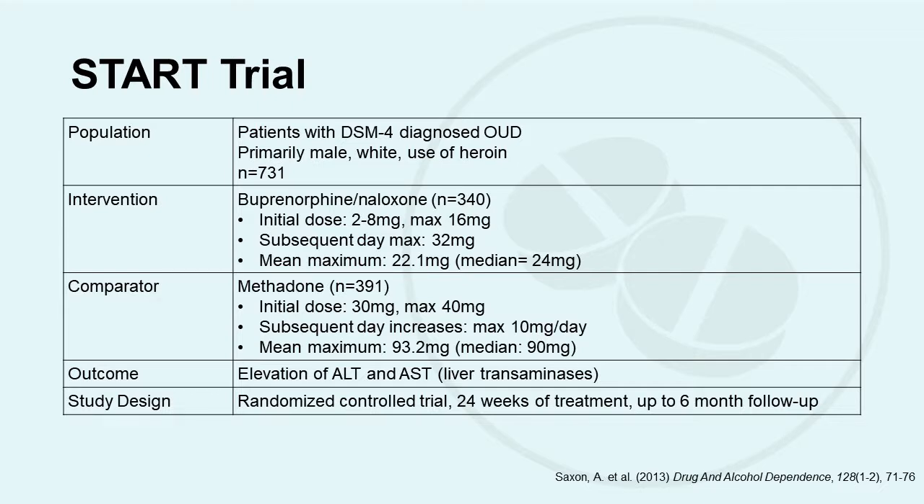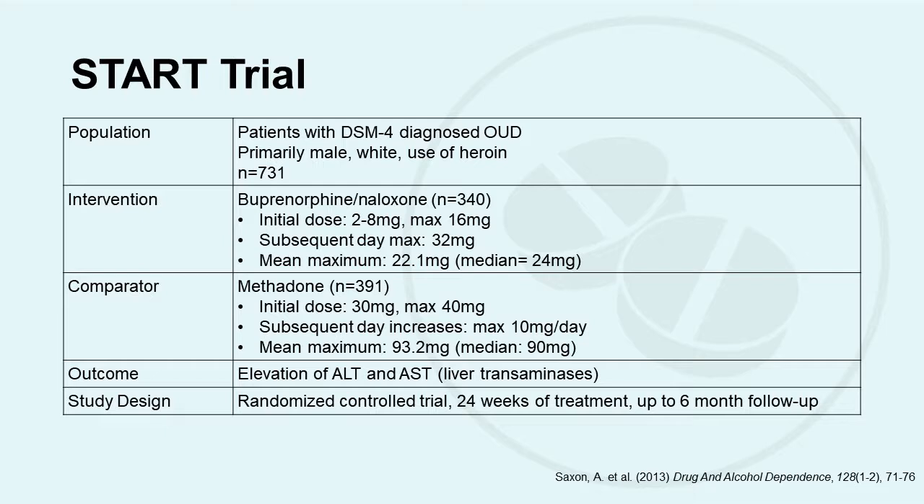It included patients diagnosed with OUD under DSM criteria. Participants were primarily male, white, and heroin users. Buprenorphine and naloxone induction dosing is different than what is currently recommended by CAMH or BC guidelines. It started with 2 to 8 milligrams with a maximum of 16 milligrams, in contrast with 12 milligrams for a daily max in other guidelines. The max on the second day and onwards was 32 milligrams.